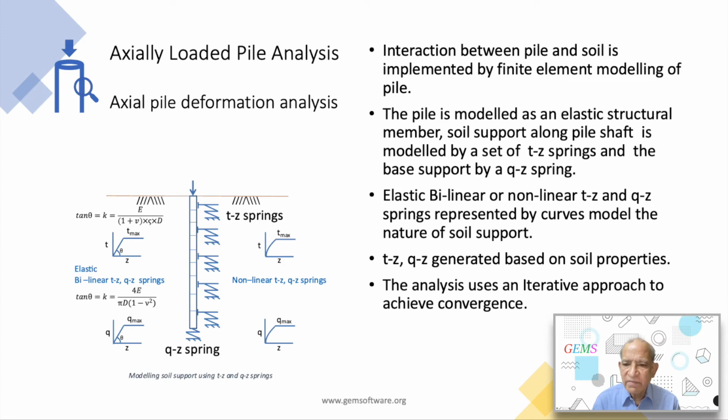The base resistance is modeled by a QZ curve. Two methods are available for constructing the QZ curve. A nonlinear QZ curve based on API recommendations, and a bilinear model using the elastic modulus of the soil at the base and Boussinesq equation for rigid base settlement. A finite element formulation of the pile supported by TZ and QZ springs combined with an iterative approach is used to analyze the pile for a given load.